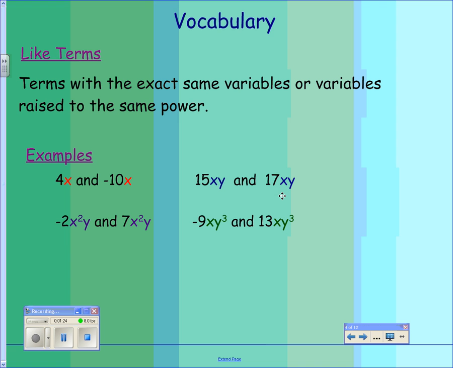15xy and 17xy are both like terms because they each have an x and they each have a y, as well as the numbers 15 and 17. You could also look at negative 2x squared y and 7x squared y. Both have numbers, both have x squared, and both have a y. However, if I tried to look at 7x squared y and say negative 9xy cubed, they both have numbers, that's true, and they both have x and y, but one has an x squared, one has an x. One has a y, one has a y cubed, so those would not be considered like terms.